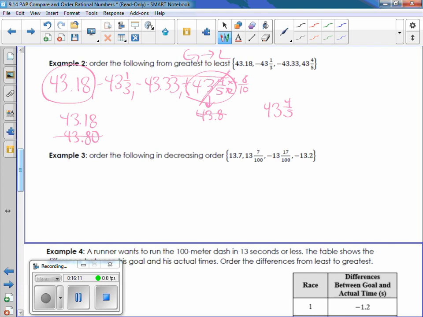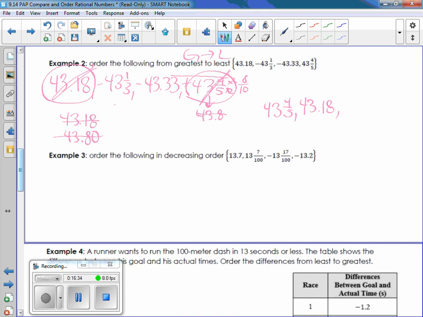And it's awesome. We only have one other positive number, so I know this has to be the next largest, right? Cross it out. We have 43.18. Now I'm dealing with my negatives. What can I do? Convert to a decimal? Yeah?